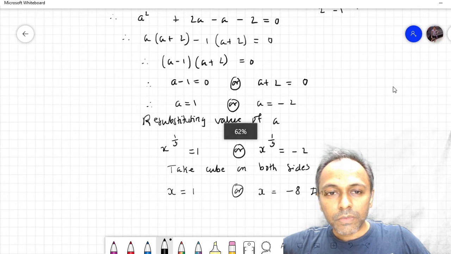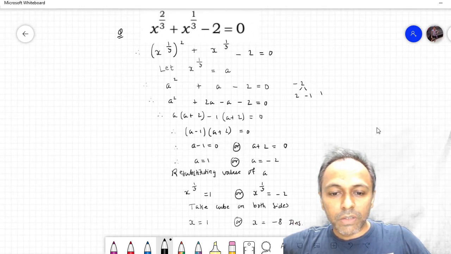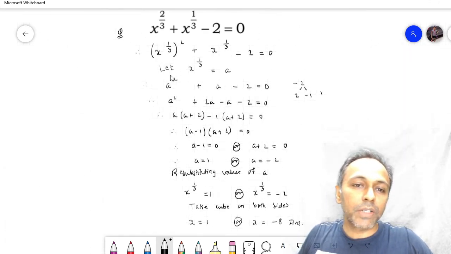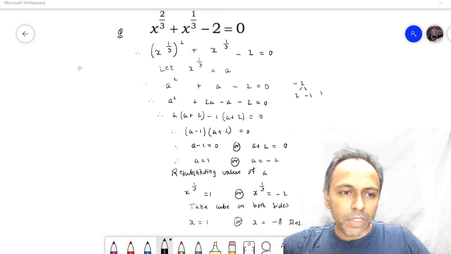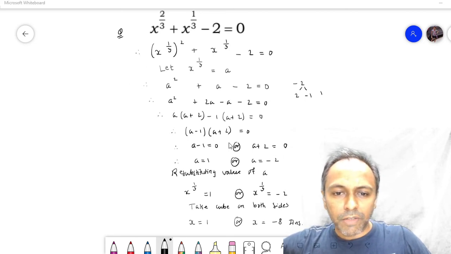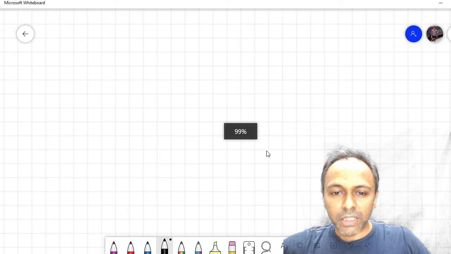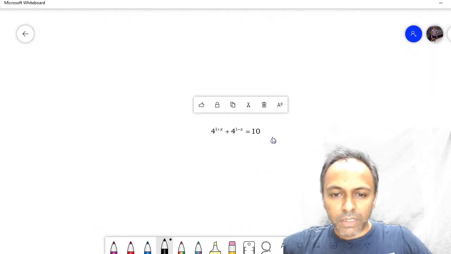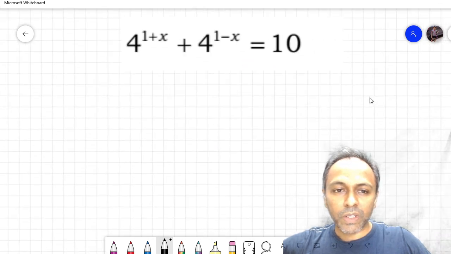So the first step was important, of realizing that we can write it as x raised to 1 by 3 whole square. Let's take one or two similar examples. If required, we will not solve them fully. If you understand it, then we can just take the main points and then you can draw on your own.